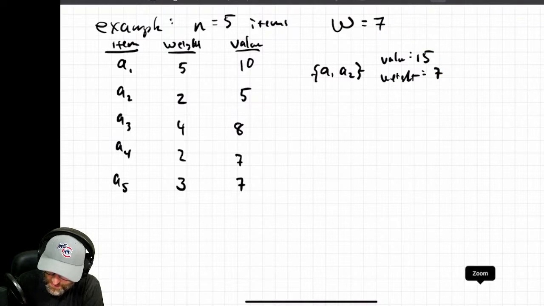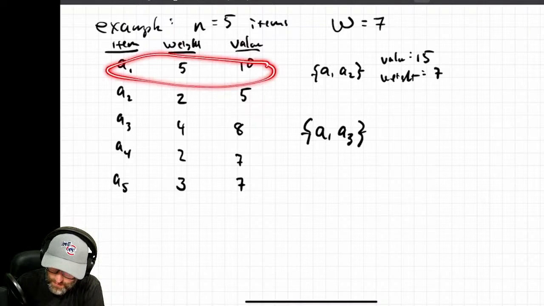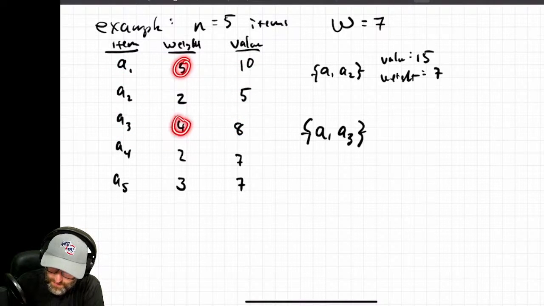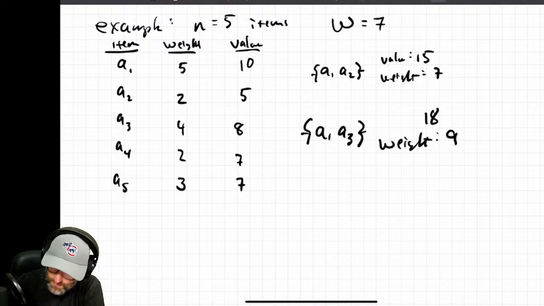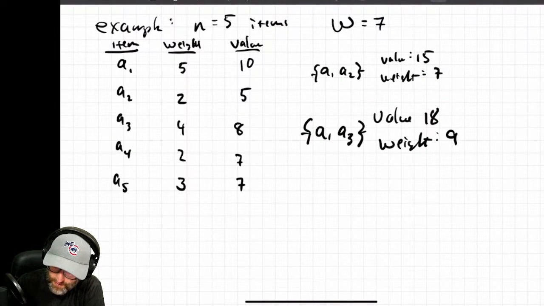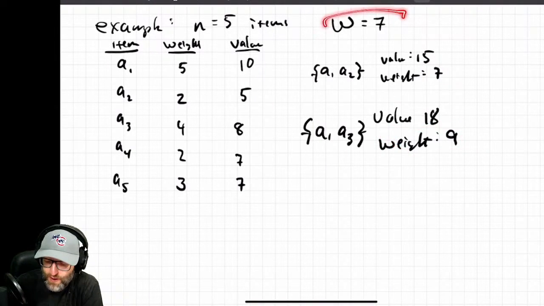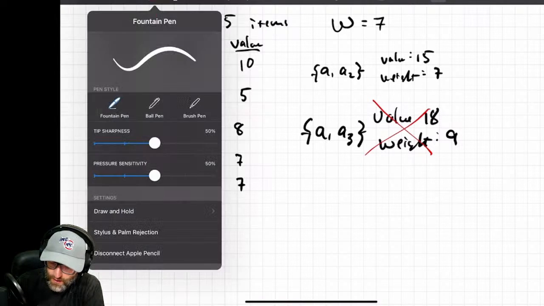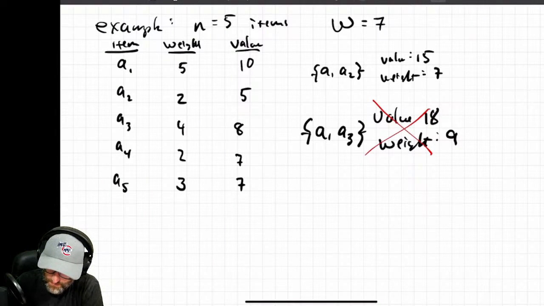Here's another potential solution. What if I tried to take A1 and A3? Right? So A1 and A3. The weight here would, of course, be 5 plus 4, 9. The value would be 18, right? So this potential solution here has a better value, but it's an infeasible solution because my weight capacity is violated, right? So this is not possible.